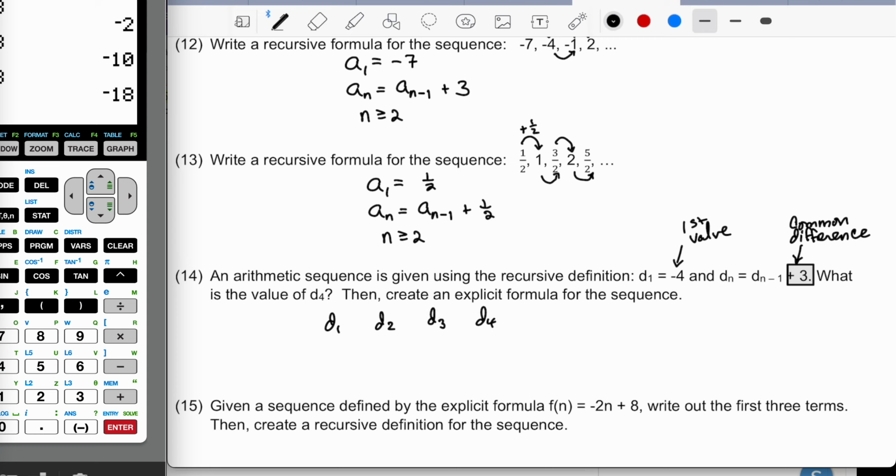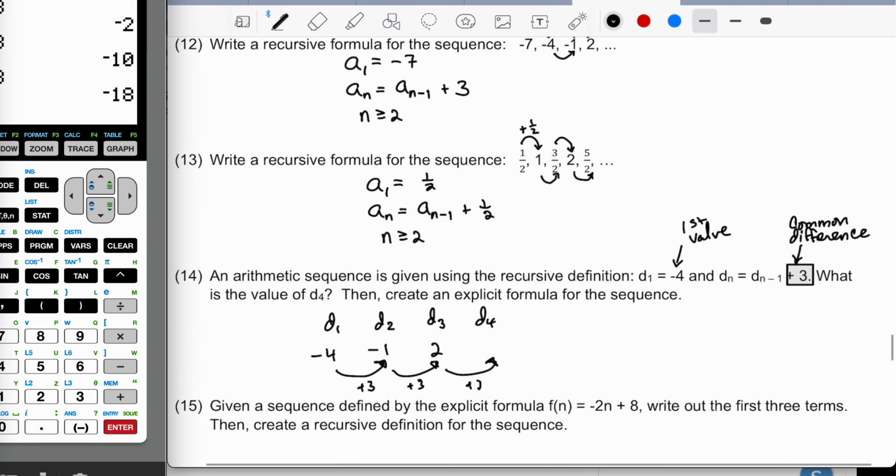So my first term is -4. I want to then add 3 to that. That'll give me a -1. Add 3 again. That'll get me to a 2. Add 3 again. That's going to get me to a 5. So D sub 4 is equal to 5. All right, so just adding 3 repeatedly.